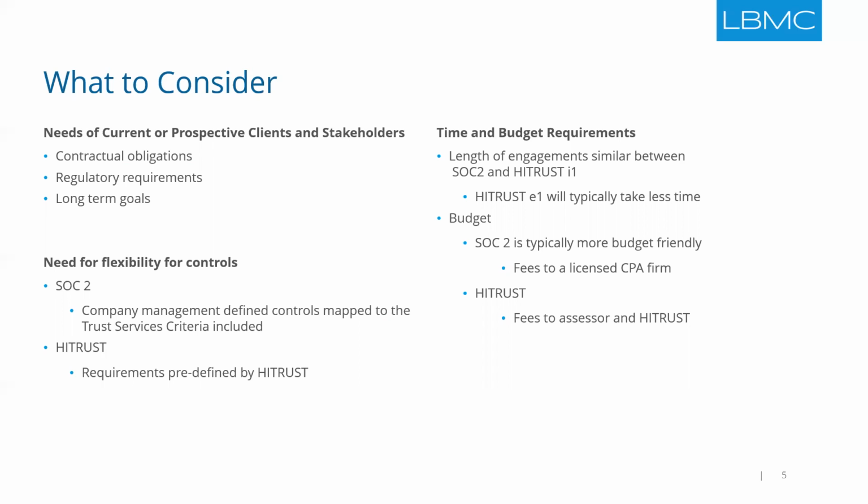Finally, consideration should be made for time and budget requirements. The length of engagements of these assessments are similar. However, gathering evidence for HITRUST I1 may take more time due to the granularity of the control requirements. From a budget perspective, SOC 2 is typically easier on the budget, as the fees are limited to the assessor firm, while HITRUST assessments require fees to HITRUST as well.